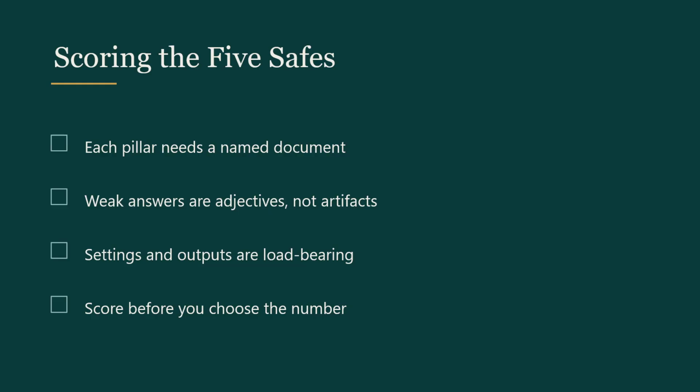Now the part that matters most. 2 pillars are load-bearing, meaning if they collapse, your whole threshold argument collapses with them. Safe settings, because it is the pillar that actually prevents copies from walking out rather than merely forbidding it. And safe outputs, because it is the only pillar that governs what happens after your analysis ends. Score all 5 before you choose the number, not after, because the score is the argument for the number.